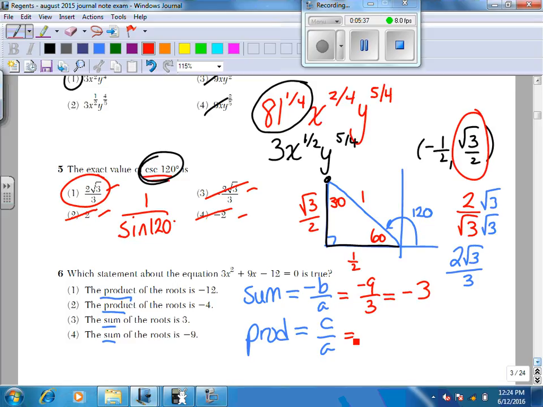Product of the roots, and let me make sure that this didn't type weird again. No, it is a minus. C over a, which is negative 4. The product of the roots is negative 4. That is true. Be careful that it doesn't put the word not there and try to trick you. This one says which one is true, so choice 2.